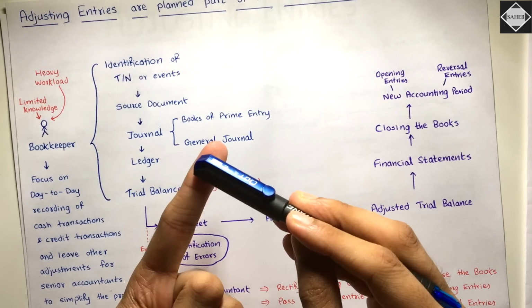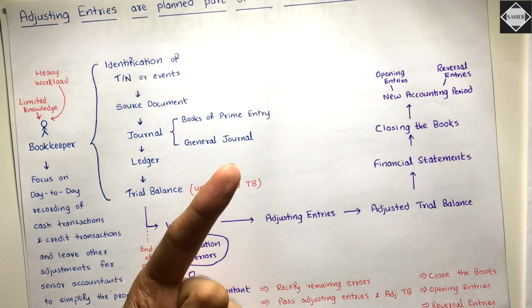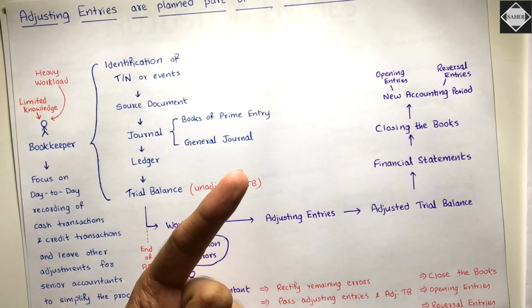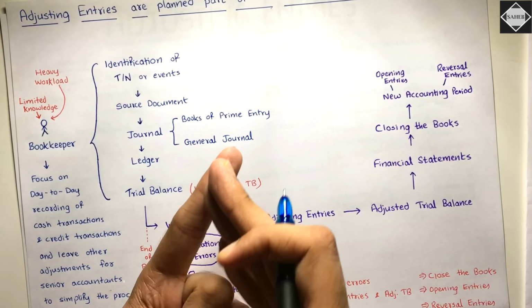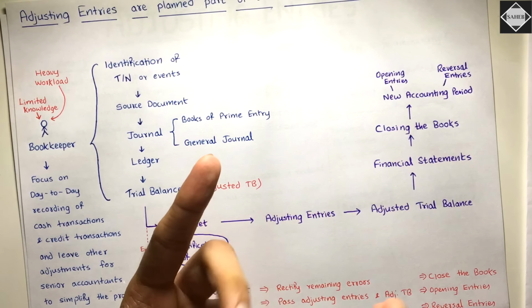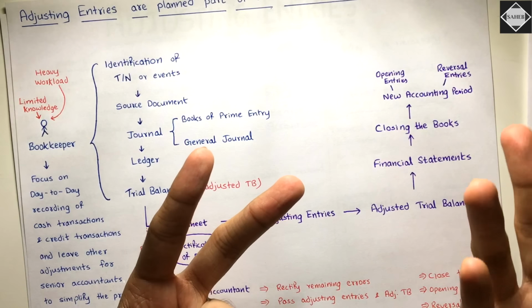All the expense and income accounts will be transferred to the profit and loss account, right? We'll close all the expense and income accounts because those are nominal or temporary accounts, which always need to be closed at the end of the accounting period. And then we'll prepare the closing trial balance.